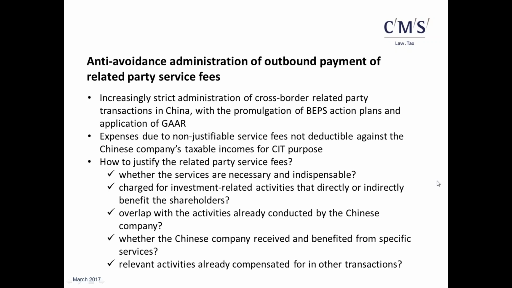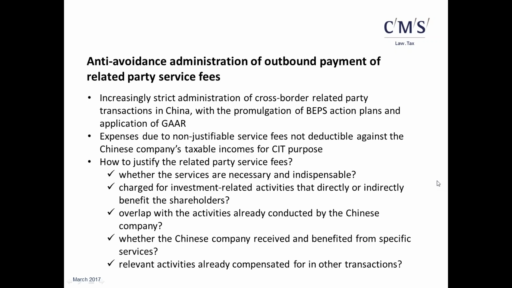Then it also means that the Chinese company needs to pay 25% or 15% if it is a high-tech company on the disallowed service fee. So that's my answer to your last question, Christina. Your last question is whether these unreasonable service charges have anything to do with the PE issue. I can tell you that they are two separate topics. It has nothing to do with the PE, but it is relating to the anti-avoidance administration. If the service fees are deemed as unreasonable, then no deduction for CIT purpose by the PRC.